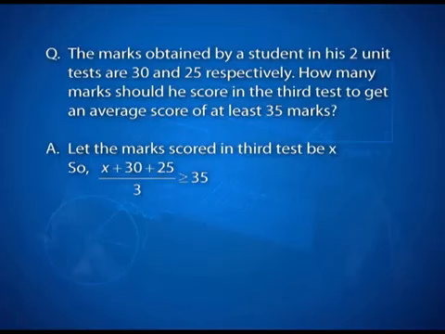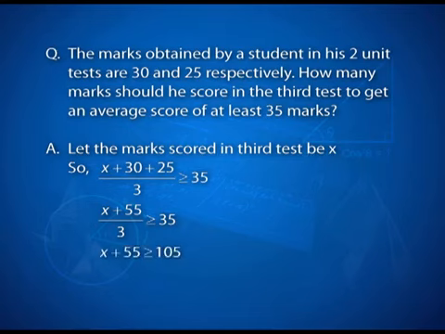Now, let us suppose that the third test's mark score be x. Therefore, (x plus 30 plus 25) upon 3 should be greater than or equal to 35. Therefore, (x plus 55) upon 3 is greater than or equal to 35, or x plus 55 is greater than or equal to 105, or x is greater than or equal to 50. Hence, the answer is that the student should score at least 50 marks to get the desired mean.